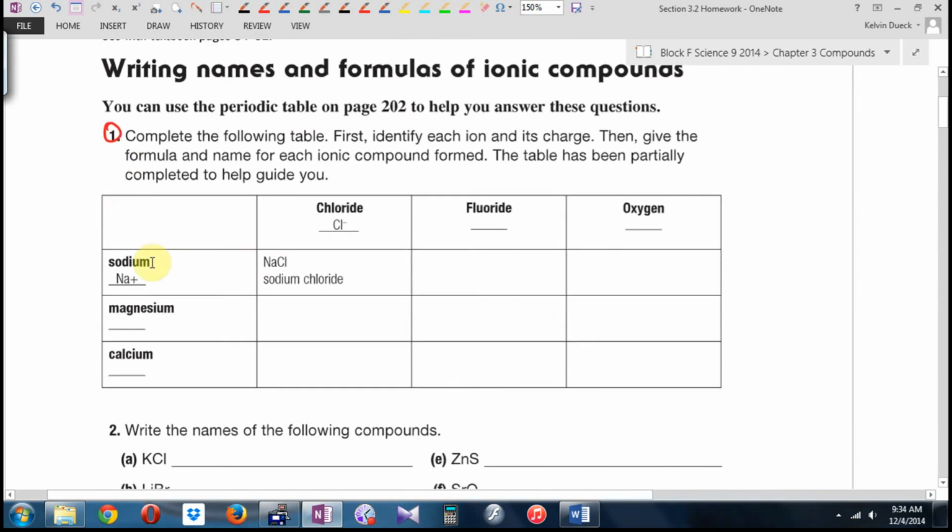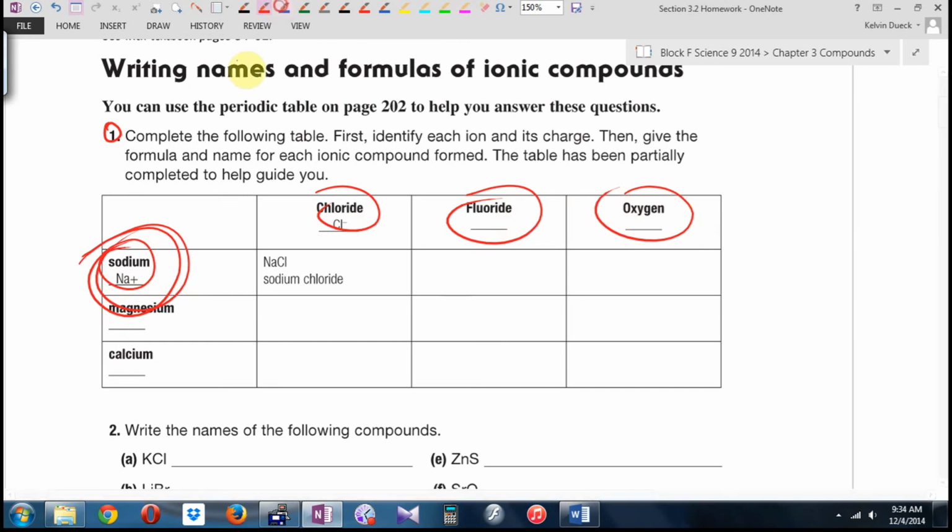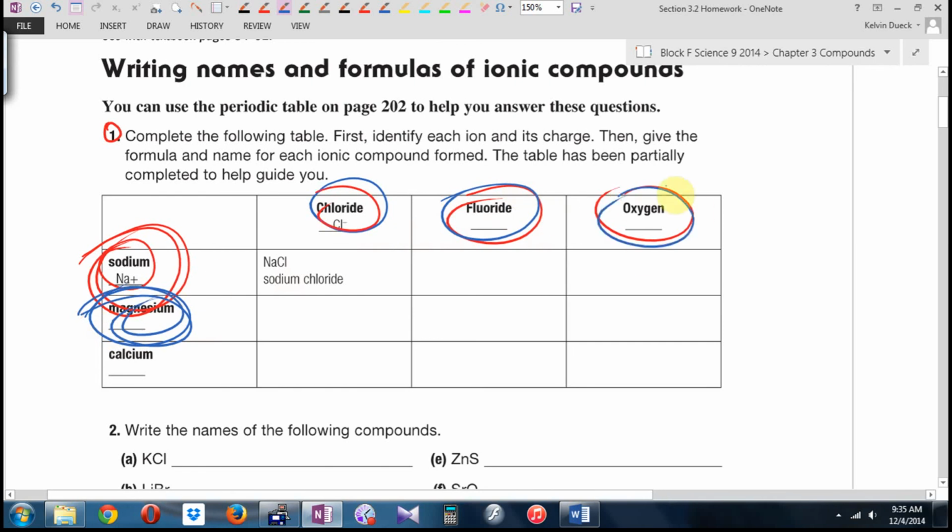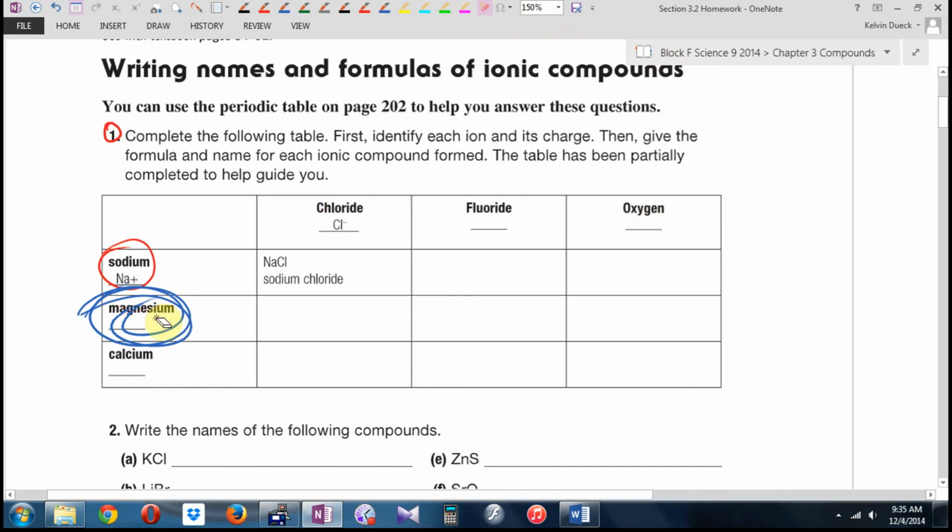Okay, it says identify each ion on each. So it wants you to first of all do sodium chloride, then it wants you to write the formula for sodium fluoride and the name, and it wants you to write the formula for sodium oxide and the name. Combine this with that, then combine this with that, then combine this with that, formula and name. Then combine magnesium with chlorine, magnesium with fluorine, magnesium with oxygen. Again, crisscross and proper name. Okay? Just because that's a weird one to kind of figure out.